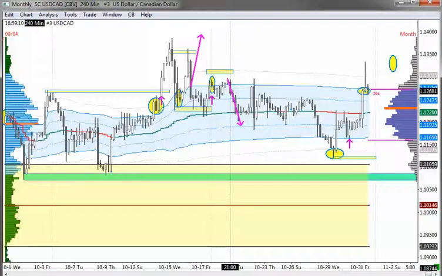There's so much information on this chart, and what I have to do as a trader is take my time and go through it and understand it and read it.